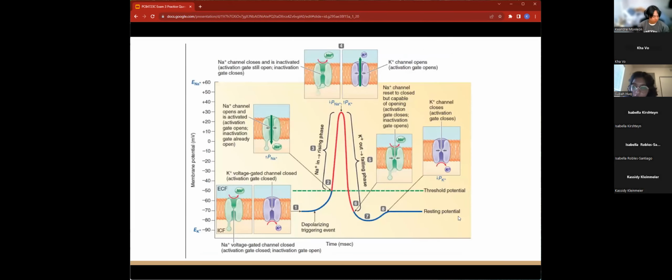Okay, and then this is just a figure I put in here that explains what happens, like which gates are open during each phase. So if you're confused about that, you can take a look at this figure because I think it's pretty detailed. It's just a supplemental figure for you to look at.